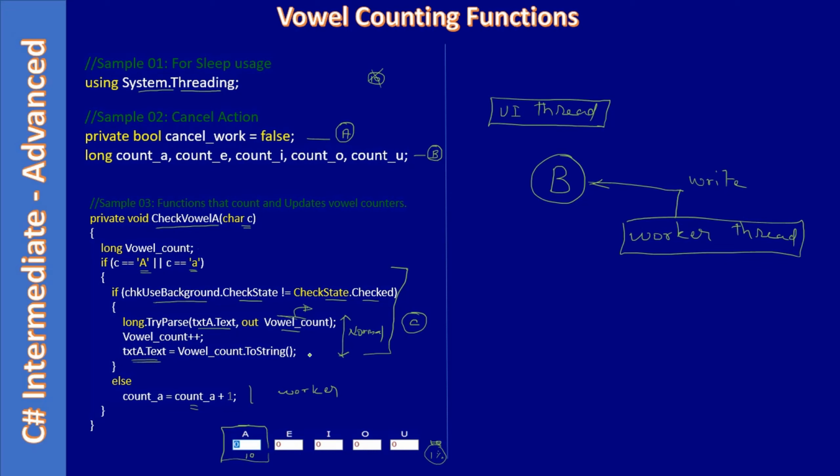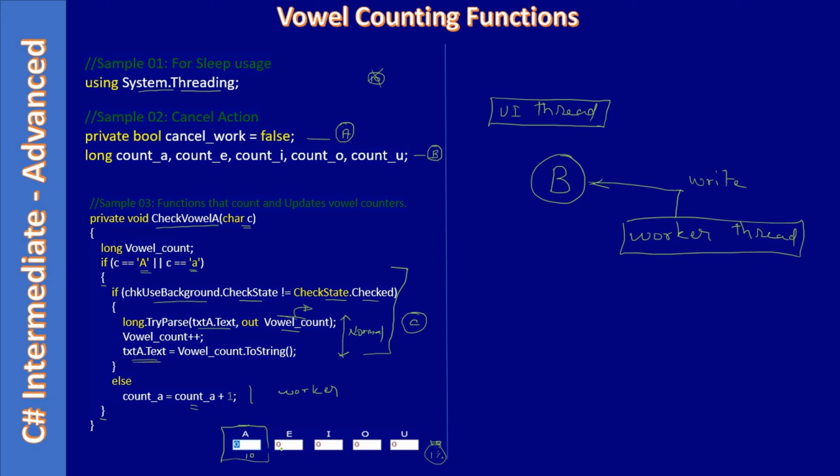So the worker thread, if you see, is not accessing the UI. This is a read operation, this will be the write operation, right? In the normal flow we make use of this component directly, but when it is a worker thread, we just increment this counter. So check vowel a, and this is the if condition, and if the background worker checkbox is in checked state, we land here and we just increment the counter.